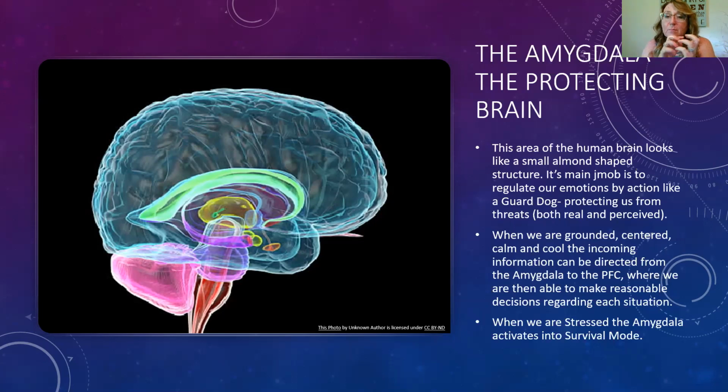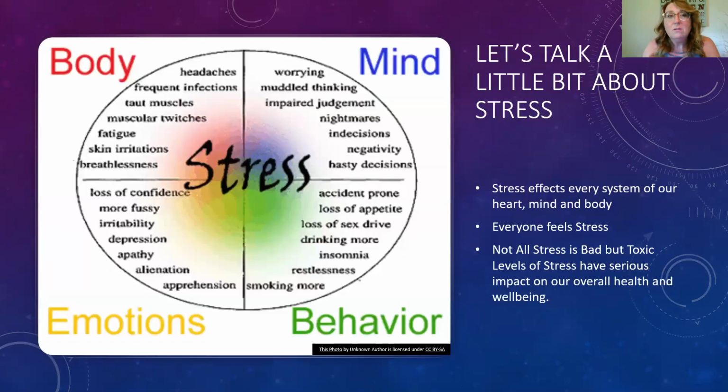And so there's always information coming in, and it will be directed from the amygdala to the prefrontal cortex unless there's danger, perceived or real threat. And then the amygdala will take charge. So stress is something that every single one of us deals with all the time. And it makes every system of our heart, mind, and body go into something. And everyone feels stress, and there really is no way not to.